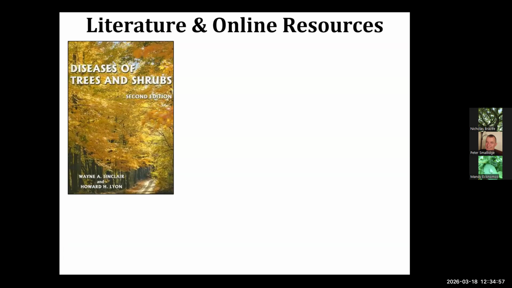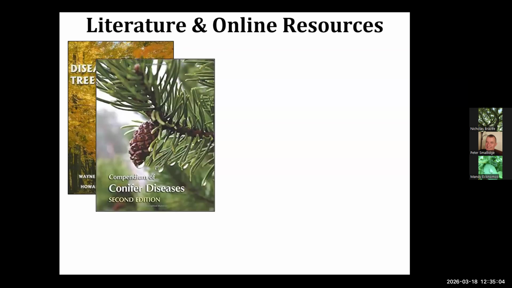Then, even though it's like a 15-foot walk, I have one at home, and then I have a spare copy in case any of those 3 get lost. There are more specialized books. The Compendium of Conifer Diseases. This is from the American Phytopathological Society. So that's our primary plant pathology organization.